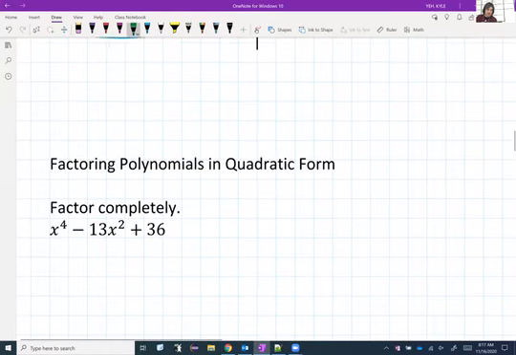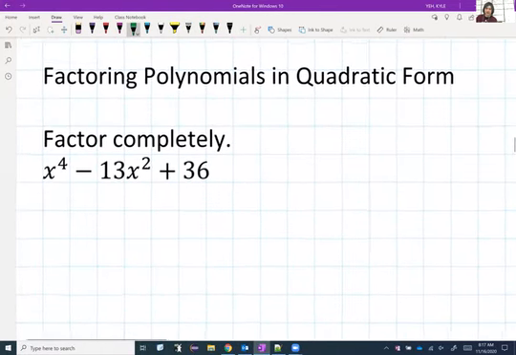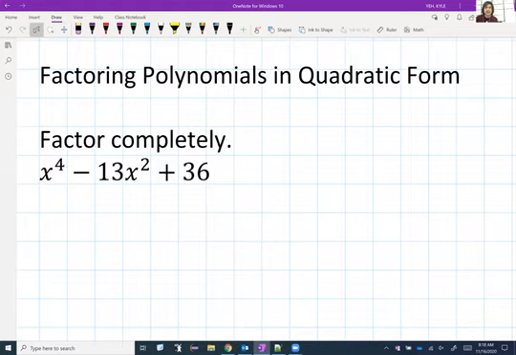There is another thing we're going to talk about today, and that is factoring polynomials in quadratic form. And so here we have a quartic, and it says factor completely. It's x to the 4th minus 13x squared plus 36. So thinking through our strategy so far, we say, well, we can't pull anything out. It's not really a grouping problem. It's not a sum or difference of two perfect cubes. So how do we attack this one?